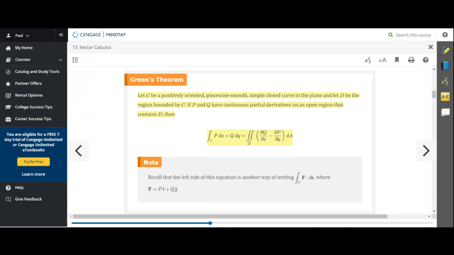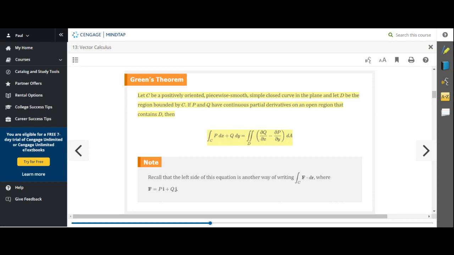Okay, well, let me ask you this. The partial derivative of Q with respect to x and the partial derivative of P with respect to y. Where did we see that before? In what section did we just see that? In particular, where we set them equal to each other. We saw that in the last section, right? Yes, that's right, Robin, section 13.3.